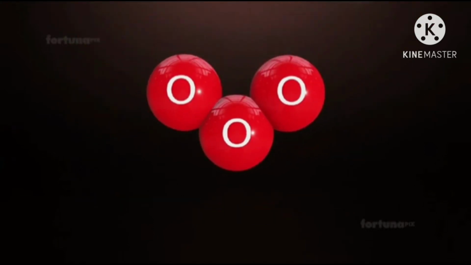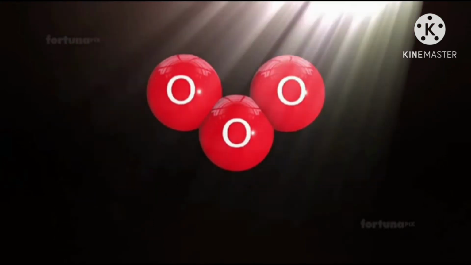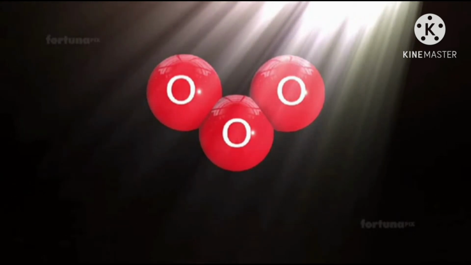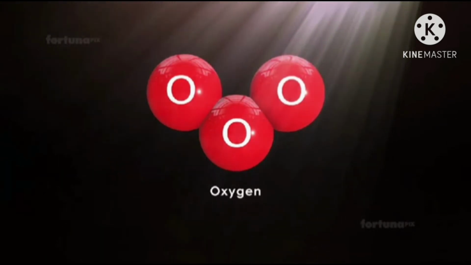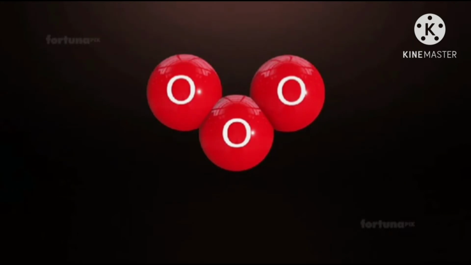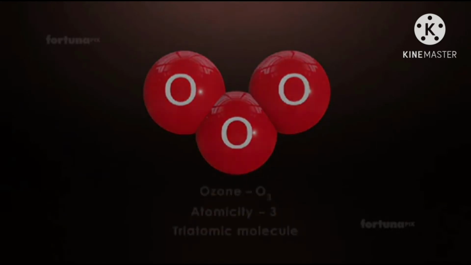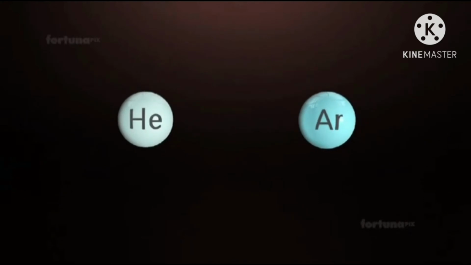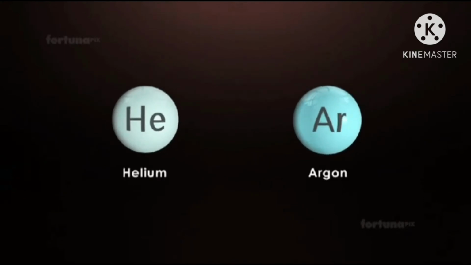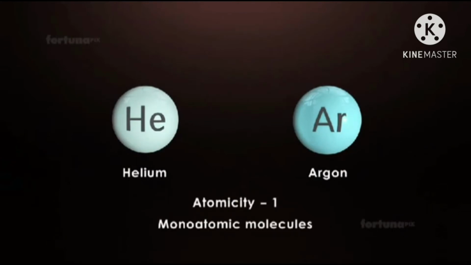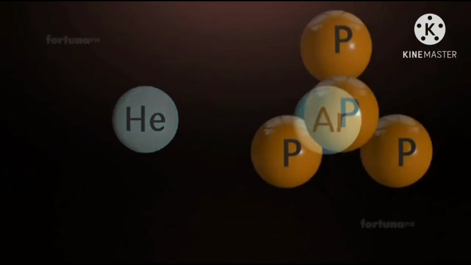Examples. See children, this is 3 atoms of ozone. Ozone protects our atmosphere. So in ozone there are 3 atoms of oxygen. The formula is O3 and the atomicity of ozone is 3, and it is called a triatomic molecule. Helium and argon have only one atom, so their atomicity is 1. These are called monoatomic molecules.